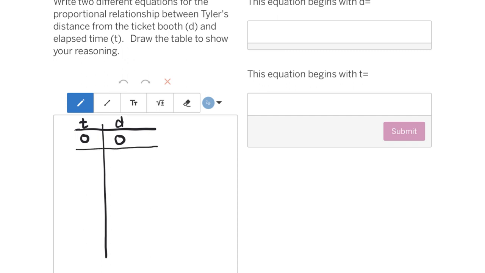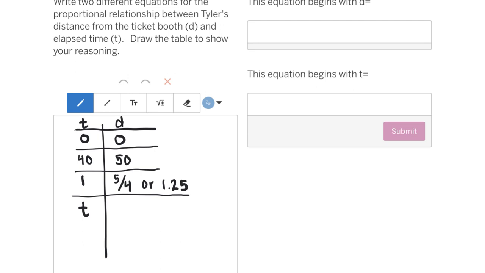But then we had a couple other parts on our table. We had that for 40 seconds, we traveled 50 meters. And then another very critical point that we found was that for every 1 second, we traveled 5/4 meters or 1.25 meters. Now here is the question. What if we have t amount of seconds? How many meters are we going to travel?